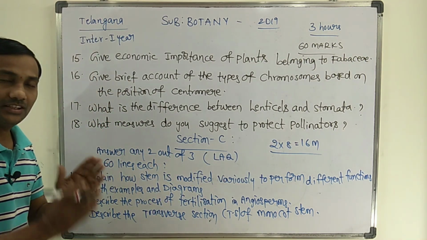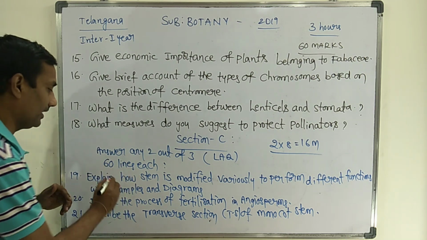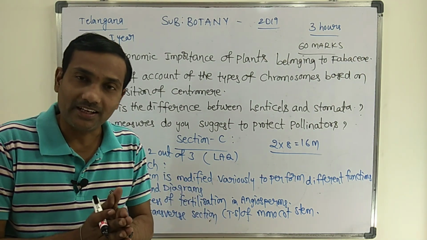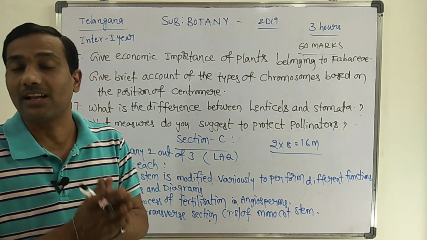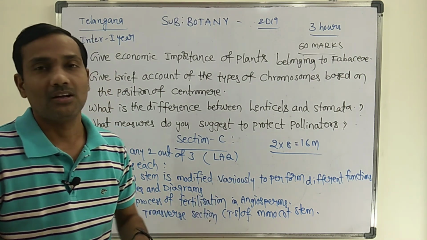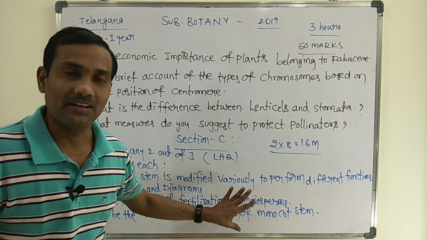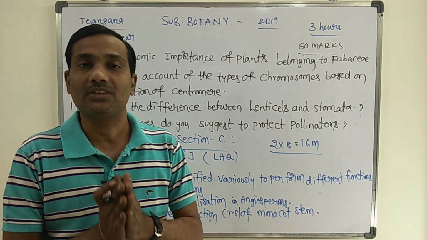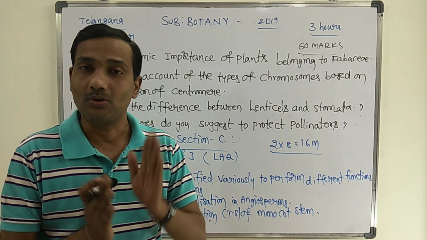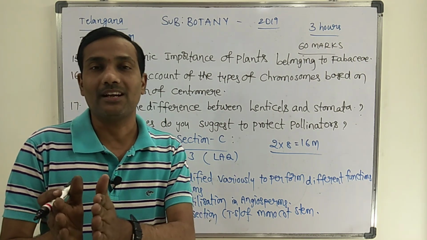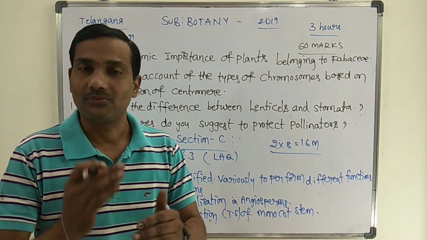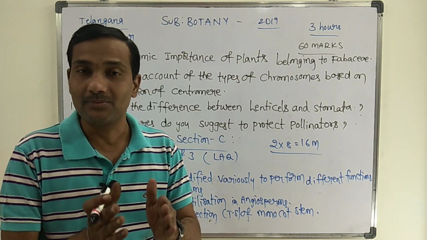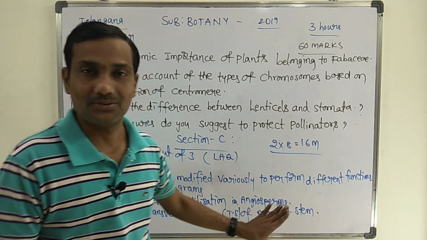For each question, you can write up to 60 lines. If relevant diagrams are there, you must compulsorily draw them for long answer questions. Out of 8 marks, 3 marks are allotted for the diagram, and for writing the answer there will be 5 marks if diagrams are there.